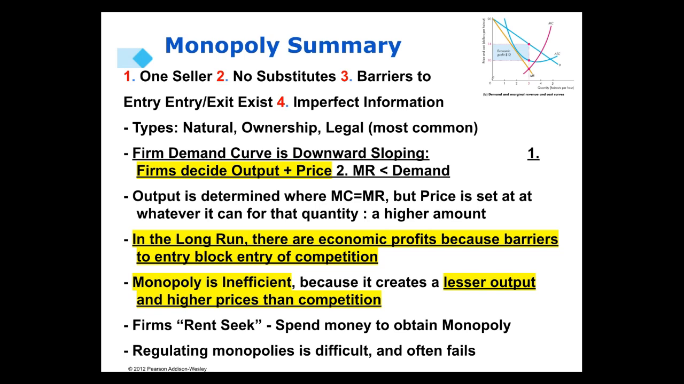Now, monopolists determine both the output and the price, but they do so in a way where they're able to make an economic profit in the long run. And economic profits are possible in the long run in monopoly because barriers to entry block competition. Competition is the thing that stops monopoly from happening. If you have a barrier to entry, you won't have any competition, so the monopoly will be able to exist in the long run, and the monopoly will be able to make an economic profit in the long run.